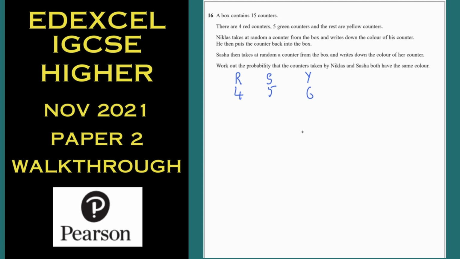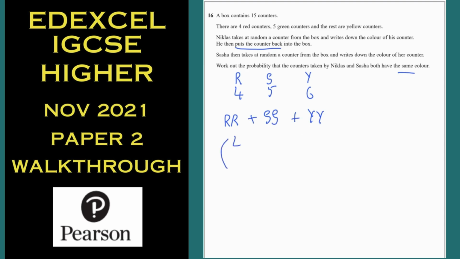Work out the probability. So you pick one, then we pick another. You'll notice it is replaced. Sasha takes it at random. Sorry, he puts it back in. So it is replaced. What's the probability of the same colour? So we're interested in red, red, green, green, yellow, yellow, and they will all be added.